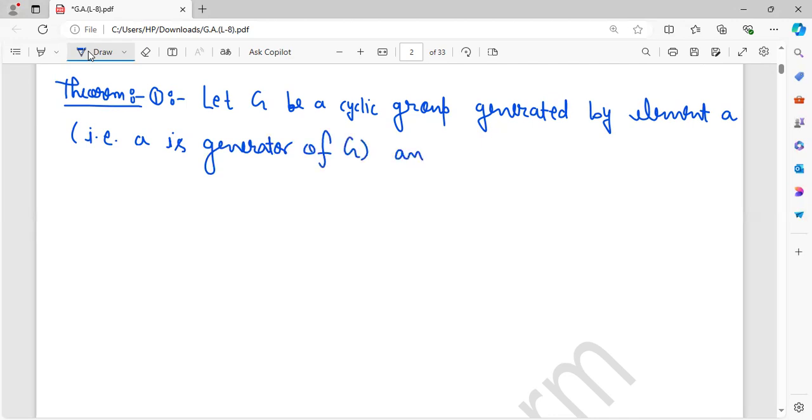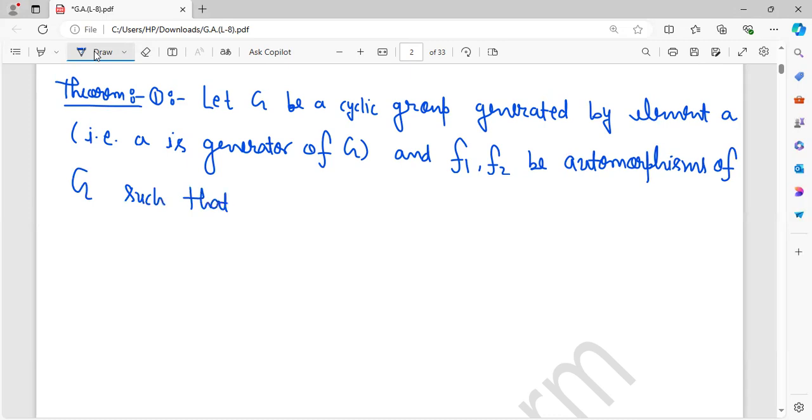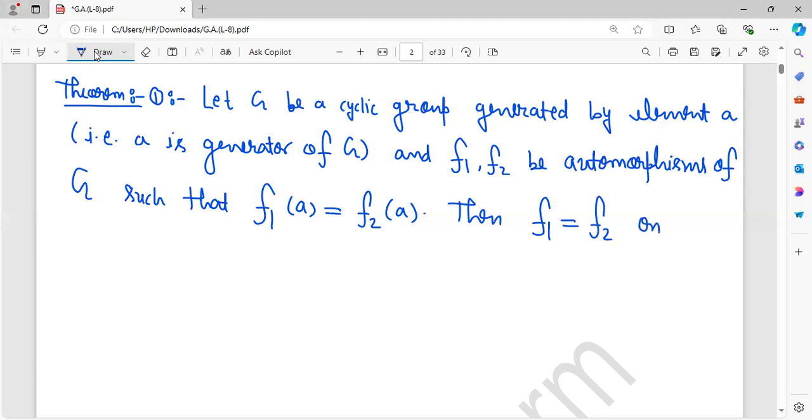And F1, F2 be automorphisms of G such that F1A is equal to F2A, then F1 is equal to F2 on G.